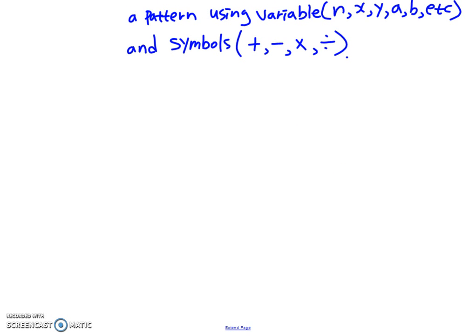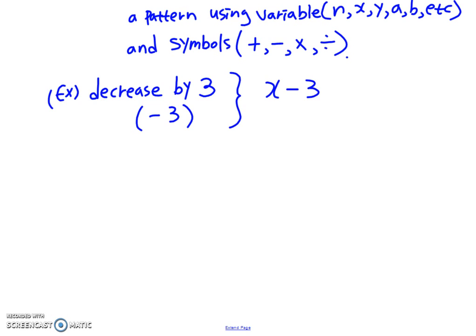For example, if I see a pattern, for example, decrease by 3. That means it's basically subtract by 3. Then if you find a pattern that decreased by 3, then basically you can say, oh, okay, I can have x minus 3 as an expression.